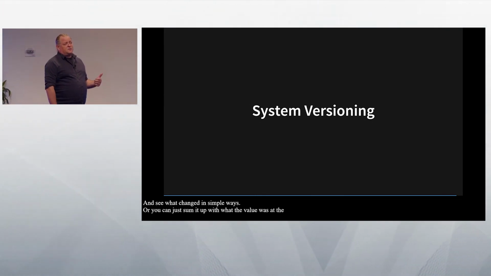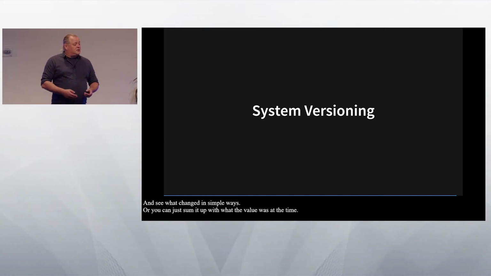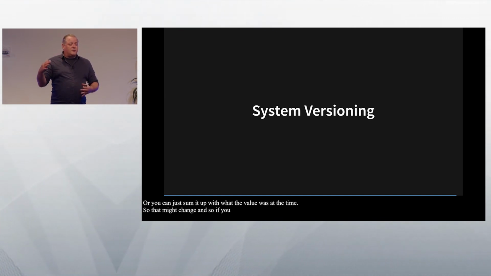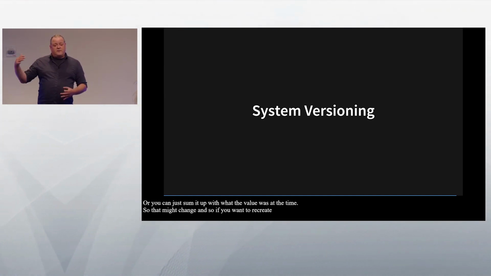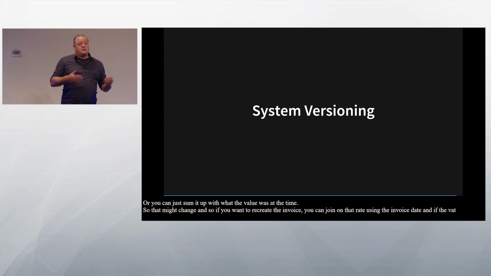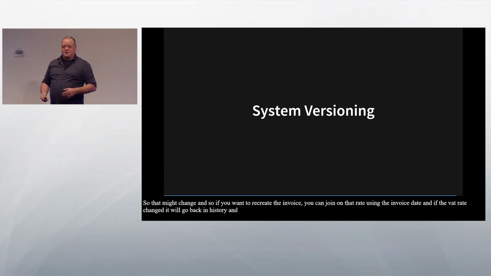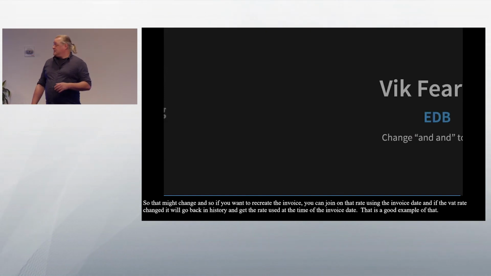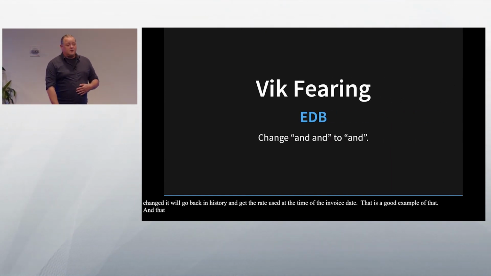One use case for this might also be VAT rates that might change. If you want to recreate an invoice, you can join on the VAT rate using the invoice date, and if the VAT rate has changed, it will go back in history and get the VAT rate that was used at the time of the invoice date. That would be a good example of that. And that's basically it. So thank you. And if you have any questions.